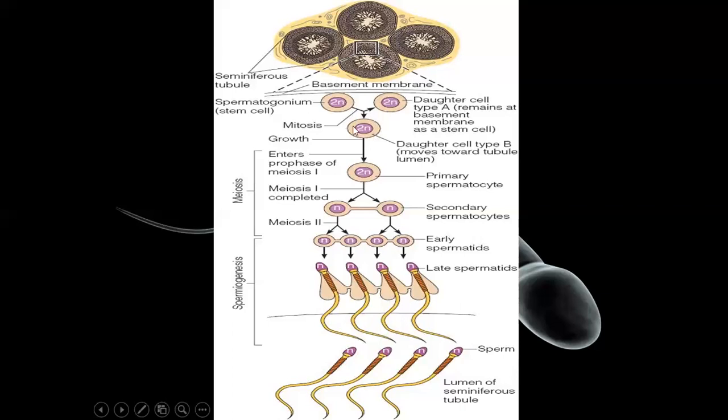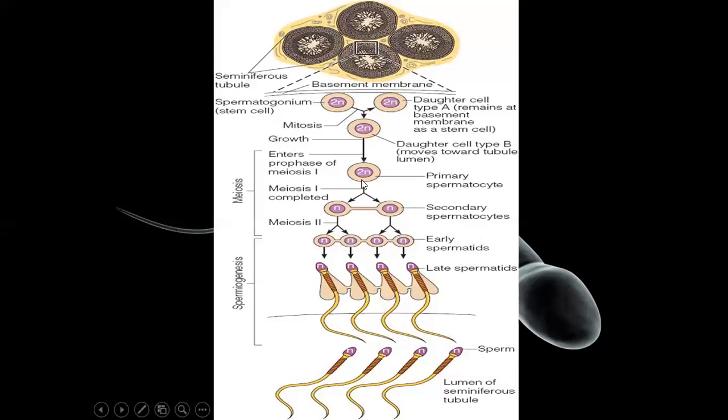Now your daughter cell type B, as it matures, becomes a primary spermatocyte. Your primary spermatocyte undergoes a process of meiosis. It has to be labeled meiosis 1 because the process of spermatogenesis comprises two meioses. Under meiosis 1, it gives rise to two haploid cells.